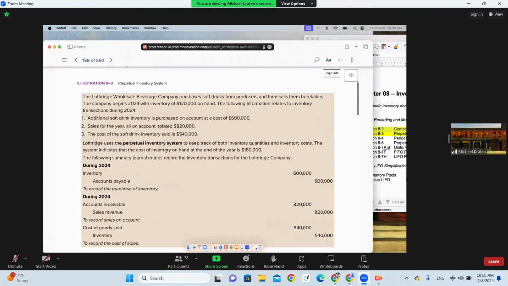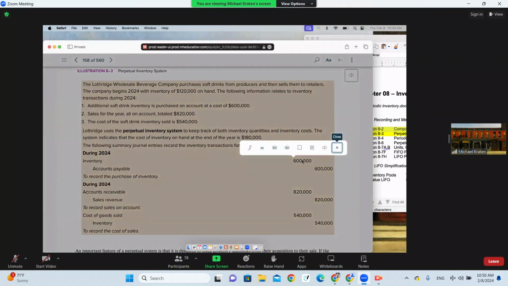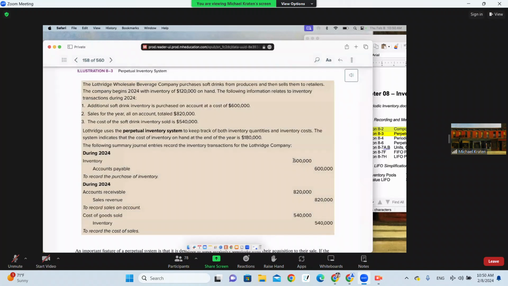We go to 8.3. 8.3, which is called a perpetual inventory system, is inventory the way that you've learned it. And so if you buy $600 worth of inventory because you wish to resell it, well, you've purchased the asset for resale to increase the asset inventory by 600. If you are paying cash for the asset, you would then reduce or credit cash by 600.